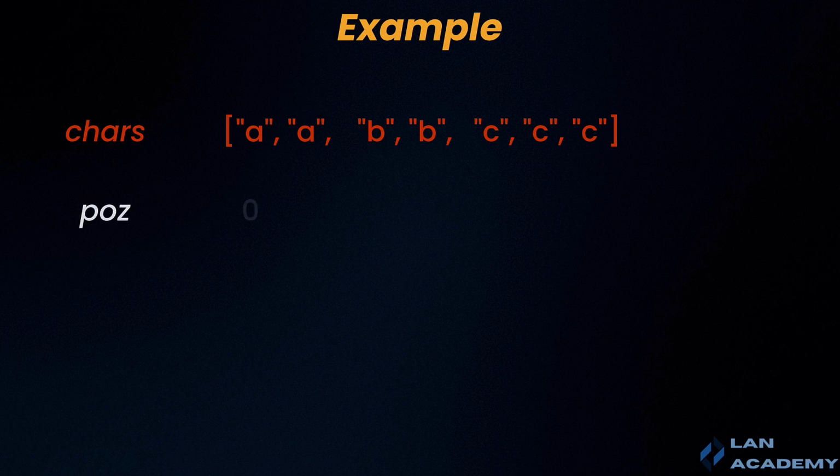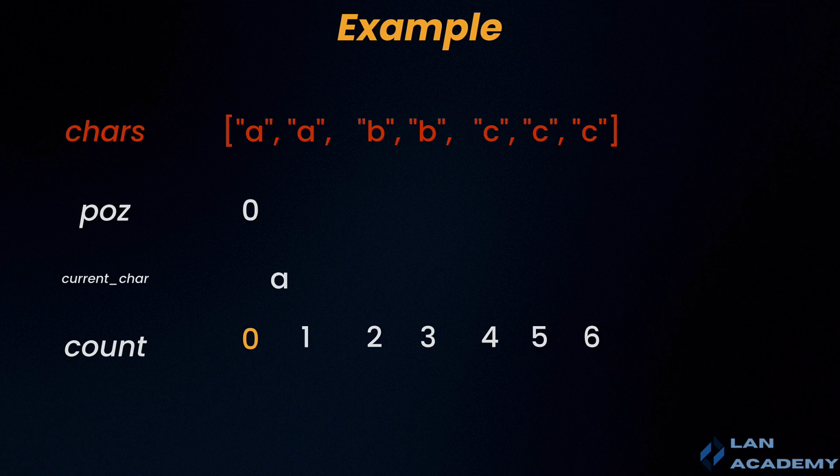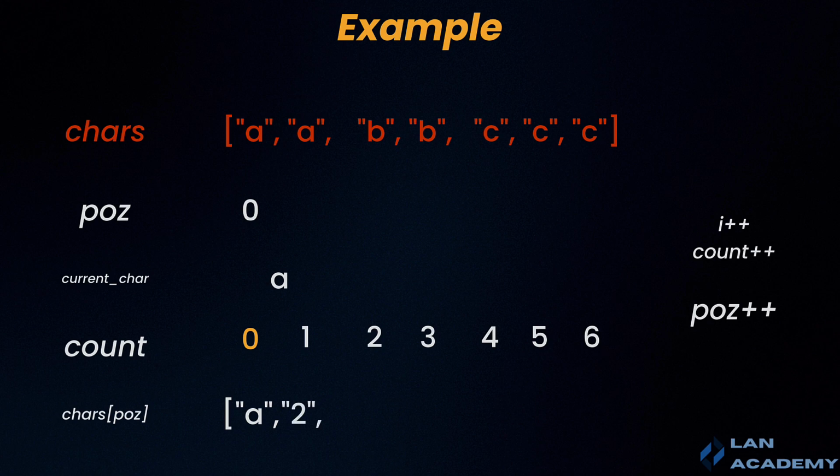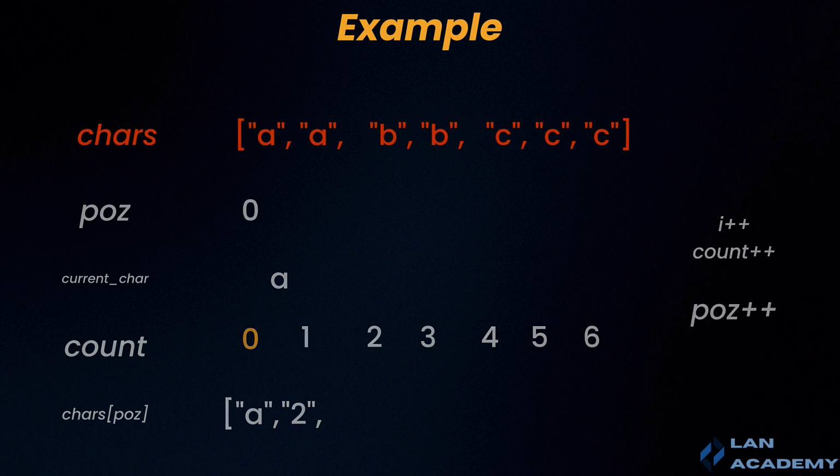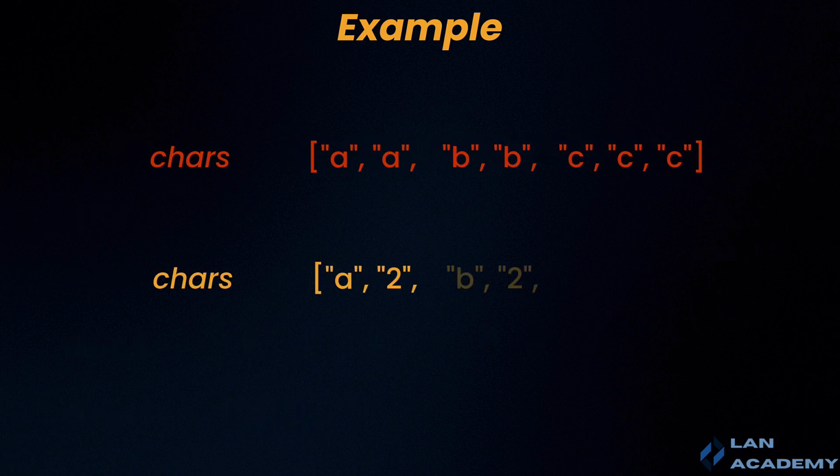Initialize pos to 0. Start iterating with i at 0. Current char is A and count starts at 0. Enter the while loop. Increment i and count until chars of i is no longer A. Write A to chars of pos and increment pos. Convert count, which is 2, to a string and write each digit to chars of pos, incrementing pos. Repeat this process for B and C. After processing, chars would be A2, B2, C3, and pos would be 6. Thus the function returns 6.